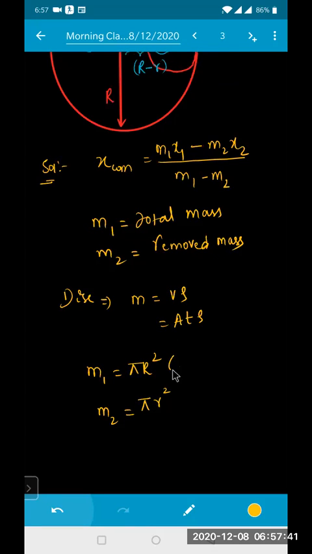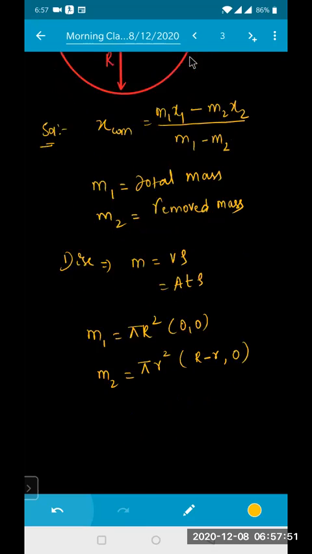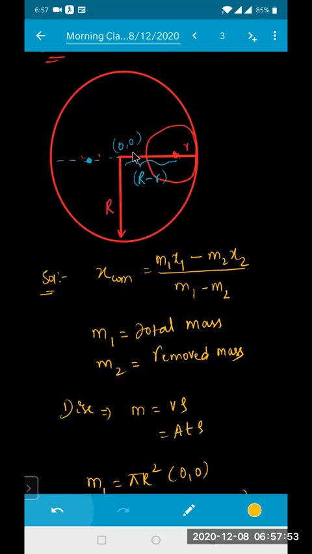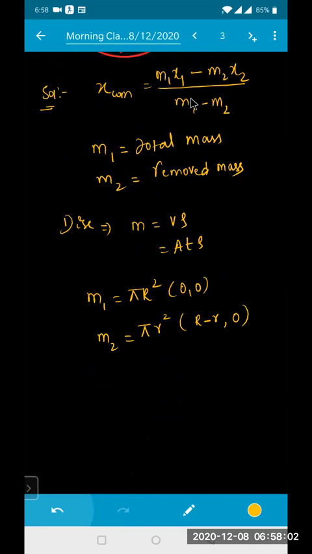Okay, దీని center of mass ఎక్కడ ఉంది? 0, 0. దీని center of mass ఎక్కడ ఉంటుంది? Capital R minus small r, y axis is 0. ఈ పార్ట్ అర్థమైంది కదా? m1 is at your origin. Yes, sir. m1 is 0, 0. This one is shifted by R minus r, y axis దీనికి లేదు. So we got m1, and we got the value of m2.